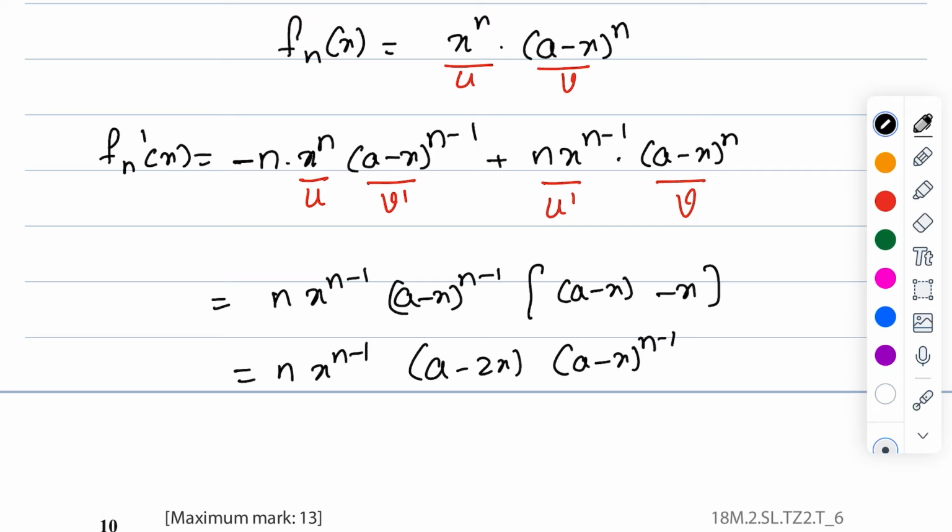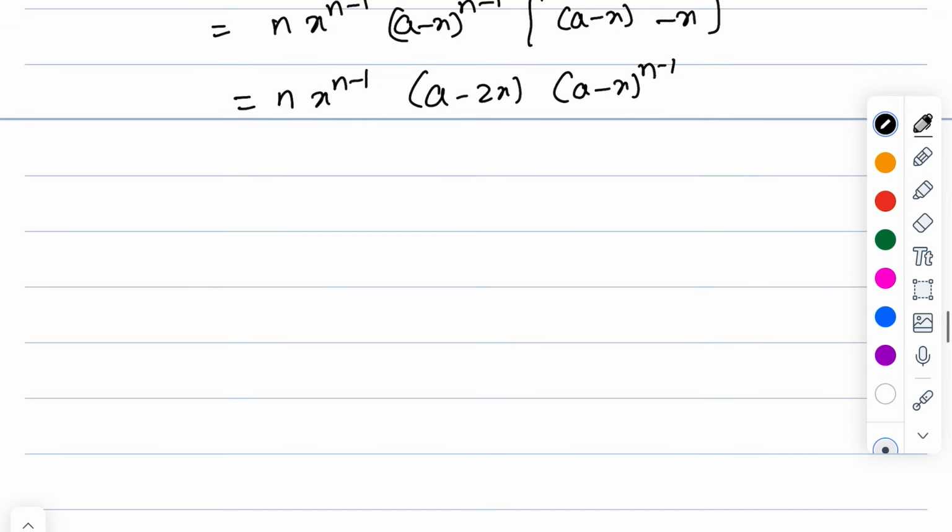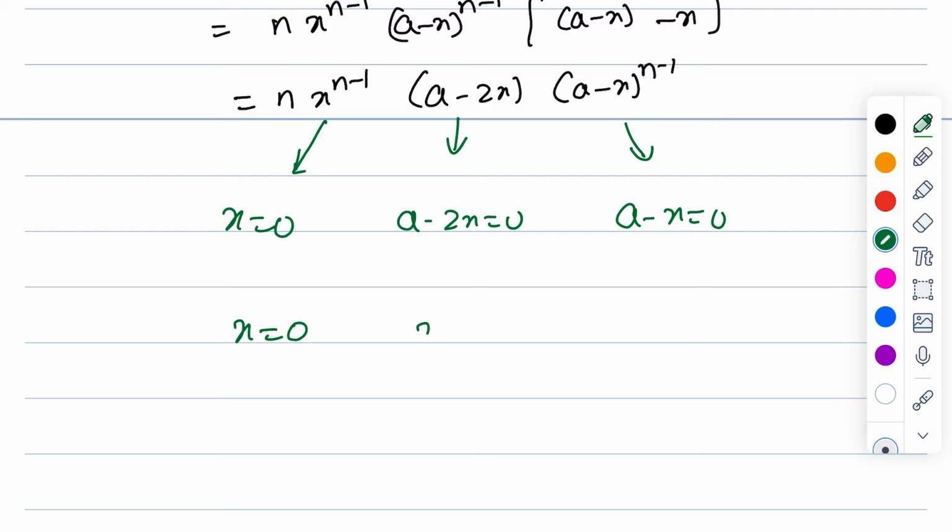State the three solutions of fn prime x equals 0. So we have to prove that three solutions are there. What are those three solutions? Either x equals 0, or if this term equals 0, a minus 2x equals 0, or else a minus x equals 0. So either x equals 0, x equals a upon 2, or x equals a.